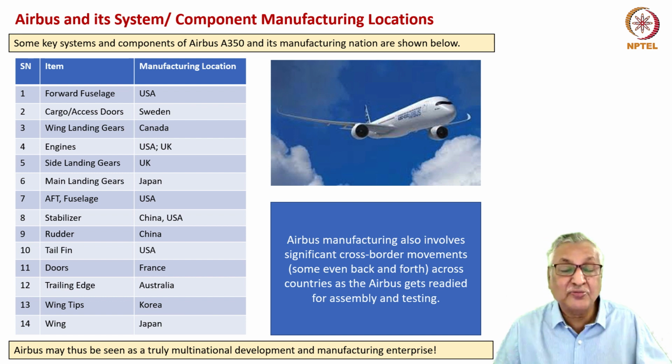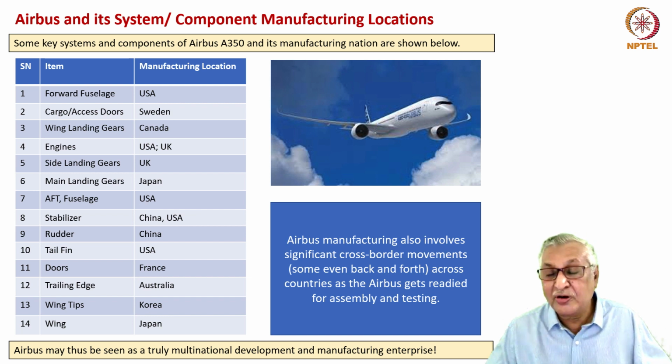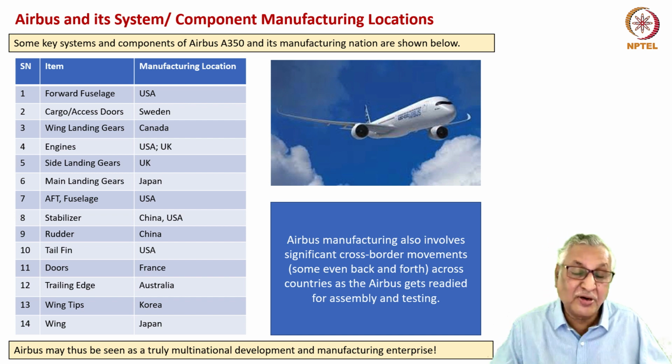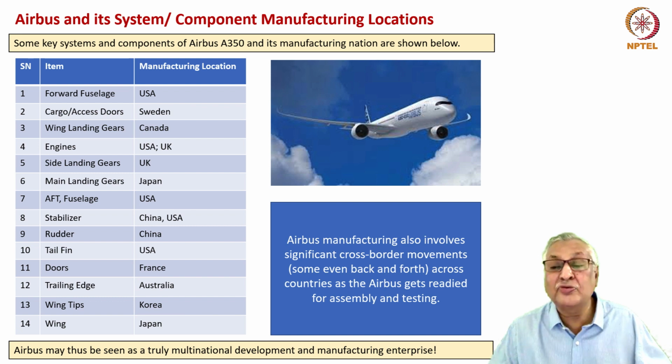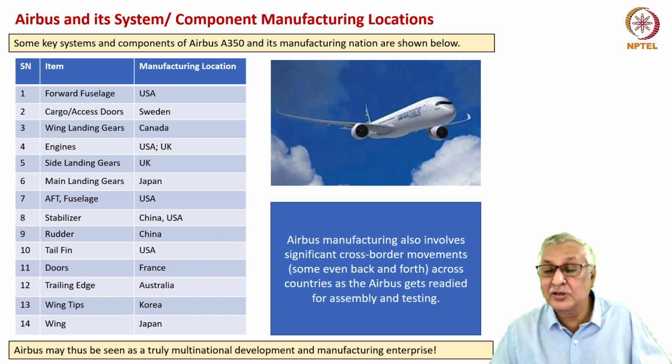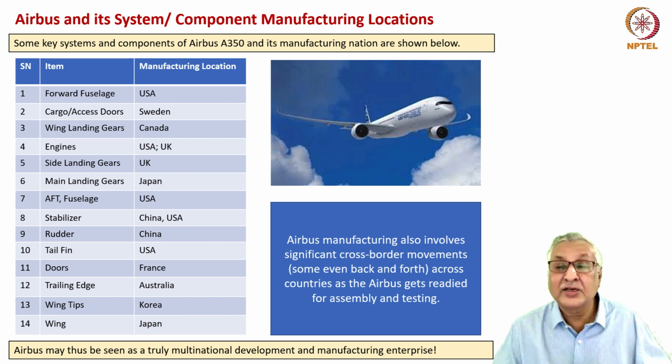But when you trace the movement of a particular product in terms of the assembly of the product as well as reassembly of the product or testing of the product, the components as well as the semi assembled or fully assembled aircraft move across the nations. And in some cases, there would be back and forth cross border movements as well. And that is the beauty of Airbus manufacture in Europe, along with several other developed countries helping it. Airbus thus may be seen as a truly multinational development and manufacturing enterprise.